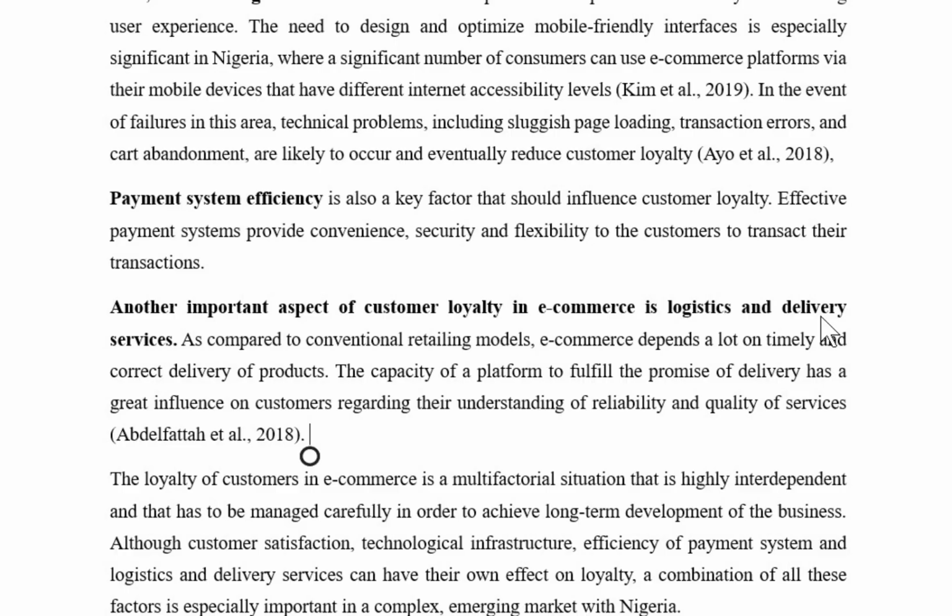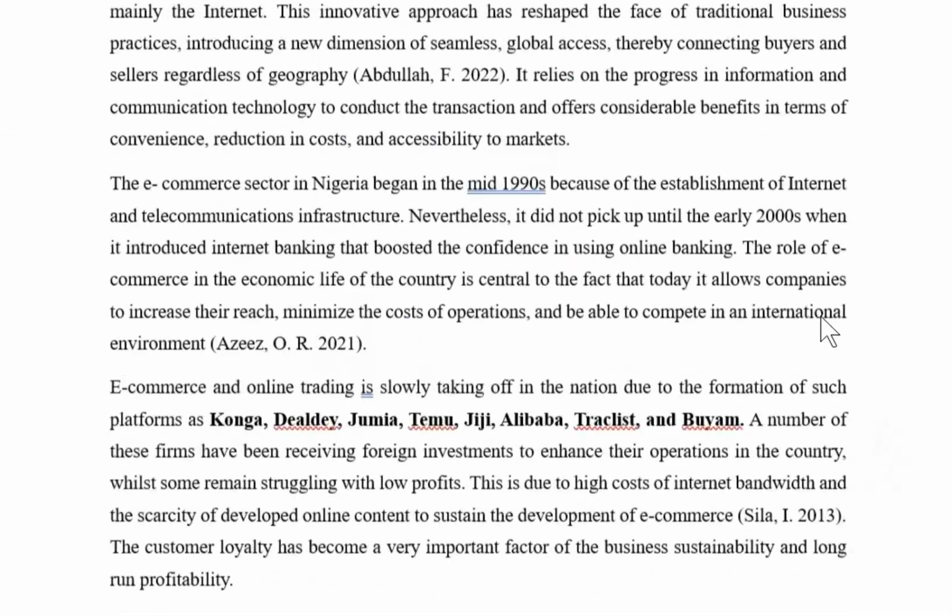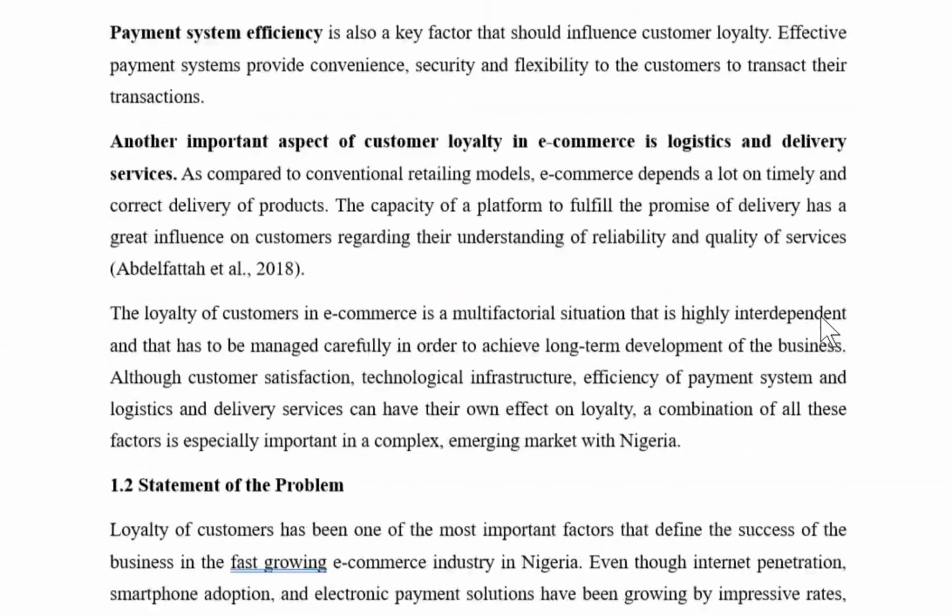So if you order a particular product and it is mentioned to you that it's going to be delivered on a certain date, and they fail to deliver it, or they deliver the wrong item, or there's a mistake in the delivery process, that is going to reduce customer loyalties. So you can see that the background of the study here is to explain the dependent and independent variables and the problem that associates with it.